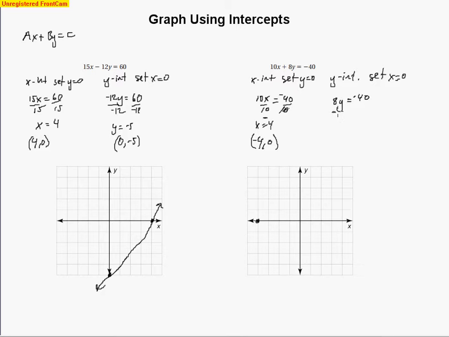So when I divide by 8, I get my answer of y equals -5. So that point is (0, -5). So I go down 5 spaces on the y-axis, put a dot right there, and then draw the line between those points. So that is graphing using intercepts. Let's take a look at a word problem.